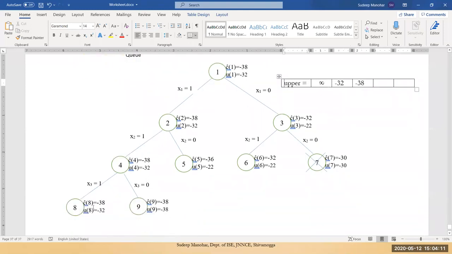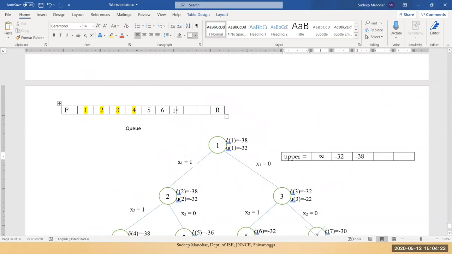Next, see the value of c. C of 8, whether it is greater than upper? No. Whether c of 9 is greater than upper? No. Therefore, both 8 and 9 enter into the queue.